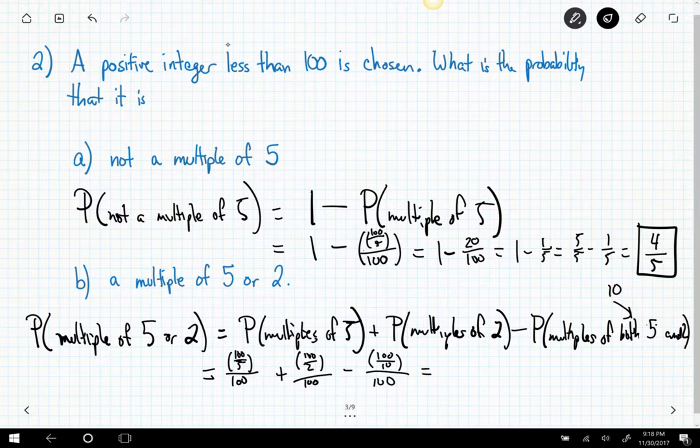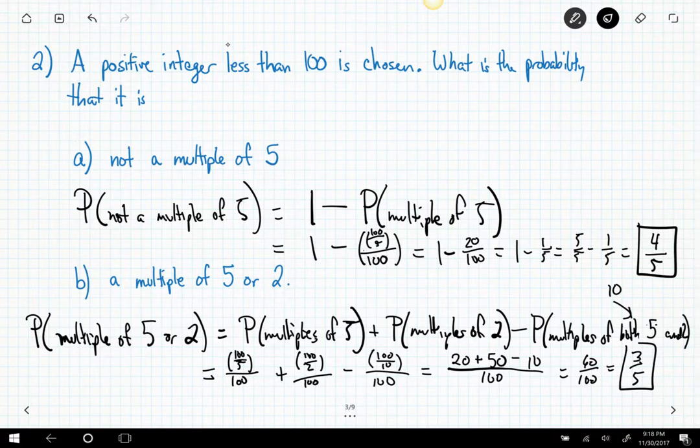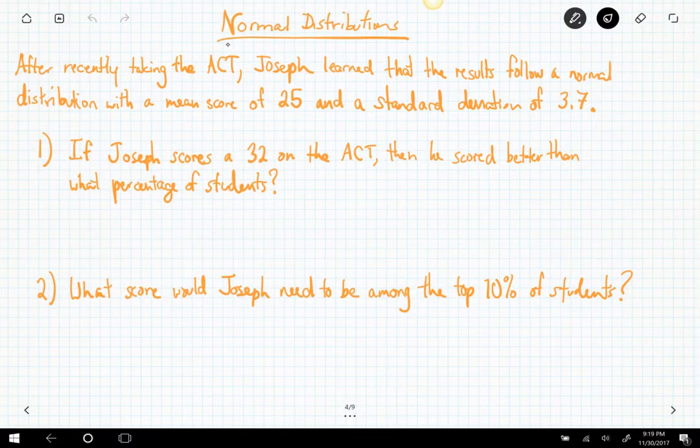And so all of this equals, we get 20. And we already have a common denominator right now, so I won't change that. 20 plus 50 minus 10, all over 100. And so what does that equal? Well, 70 minus 10 is 60 over 100, which is 6 over 10 or 3 over 5. So hopefully that makes sense on the probabilities, using the rules especially, because you're going to be asked to do that here coming up soon.